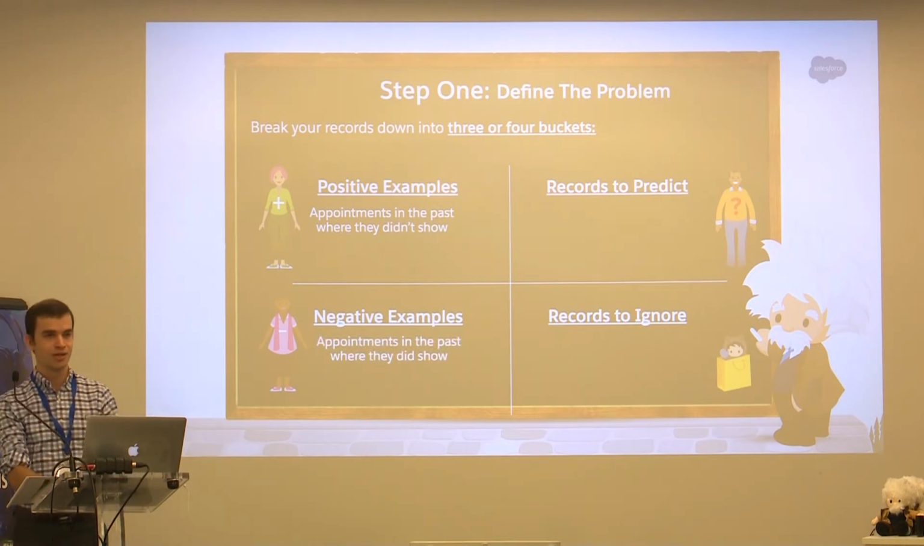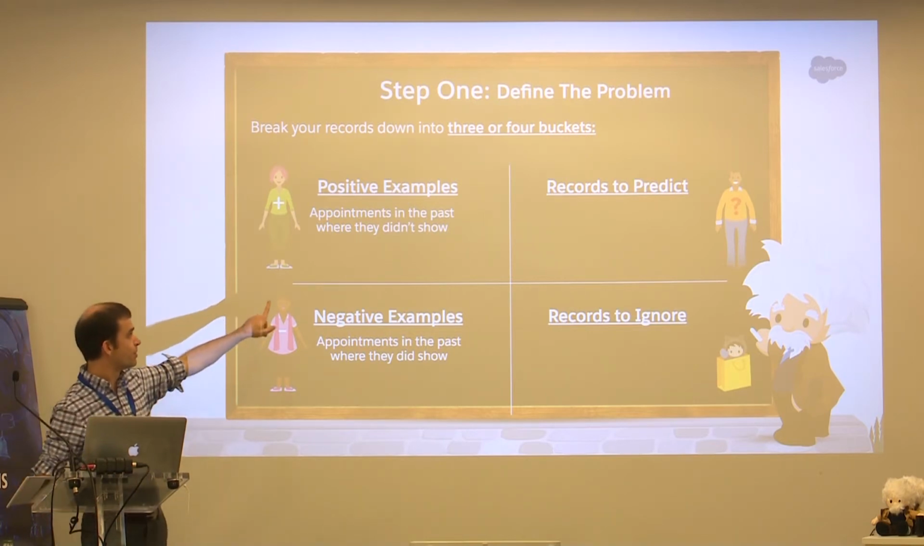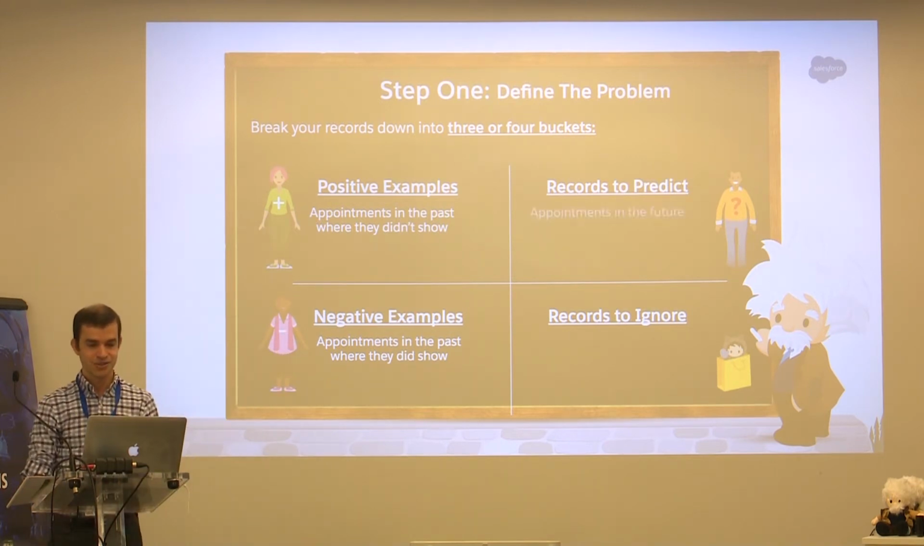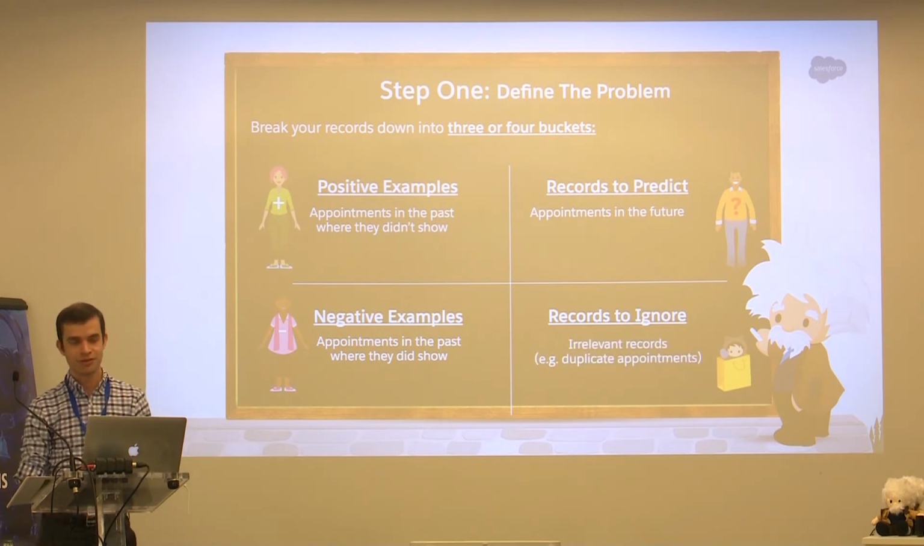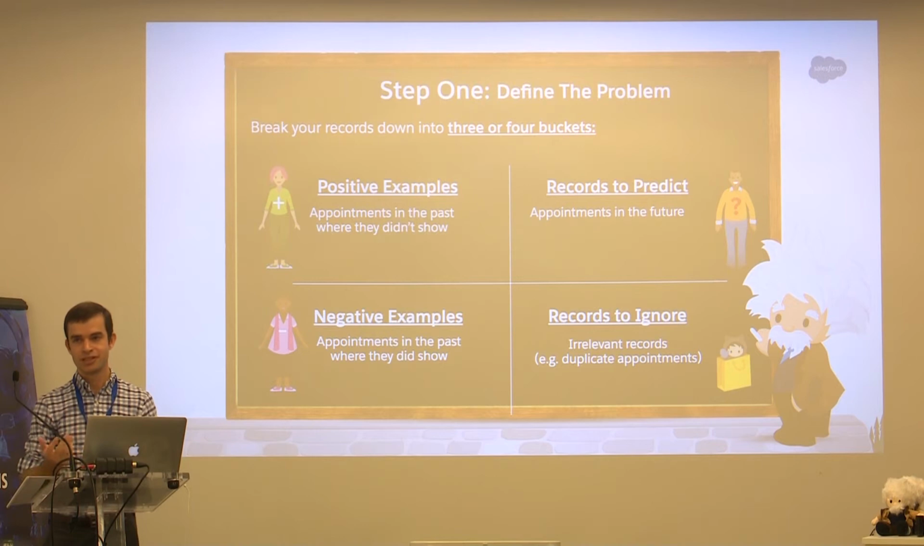And what would be the records to predict? So these are appointments in the future. That's where we're going to do the prediction. Records to ignore, actually in this data set, we don't have those. You have data sets sometimes where you have dirty data, for example, a lot of duplicate appointments. So you may want to just ignore those, but in that case, you don't have to worry about that. So this is basically a pretty simple problem.